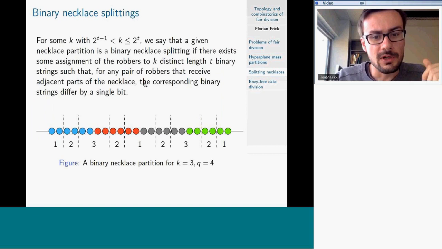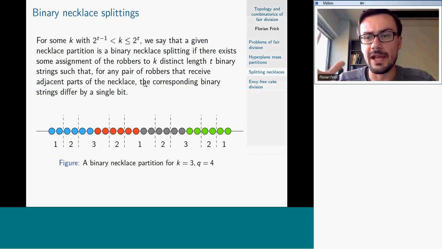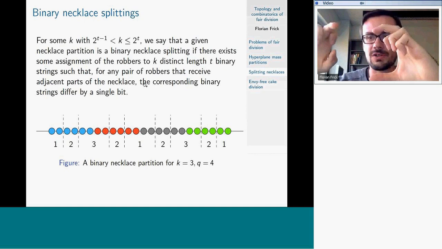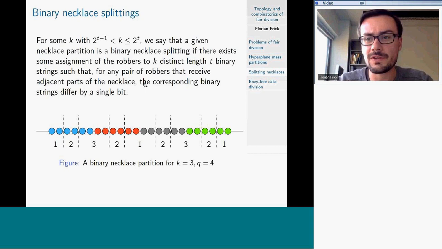Now, can you generalize this? What if K is not 4, but any number whatsoever? Instead of placing the four thieves on the vertices of a square, where we said that anyone who shares an edge is not adjacent, now place the thieves on a hypercube of the dimension you need, and again impose that people who share an edge don't have adjacent pieces. We call this a binary necklace splitting.